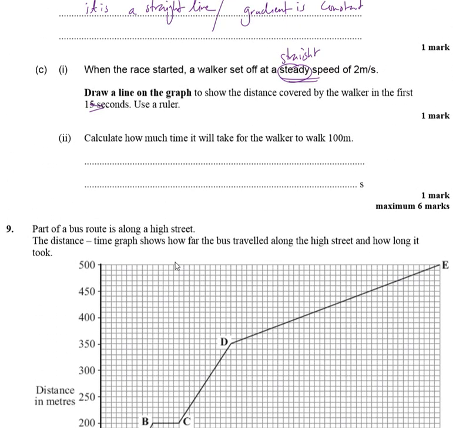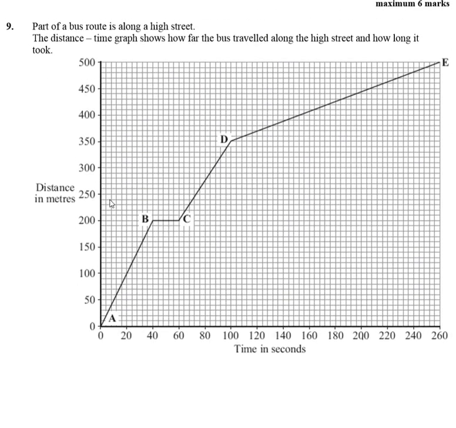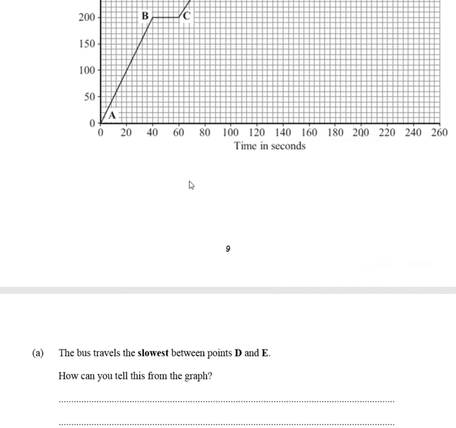Now, how much time does it take to walk 100 meters? Time equals distance over speed. Distance is 100, speed is 2, so therefore it's going to take 50 seconds. There we go. Go back to ball pen. Let's go to this one, this graph as well. We can see everything we need to see.